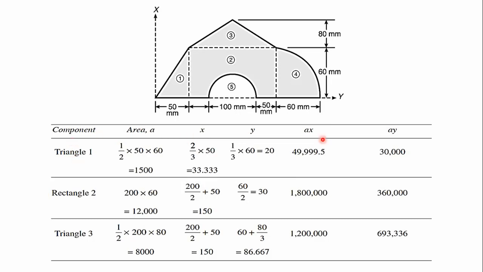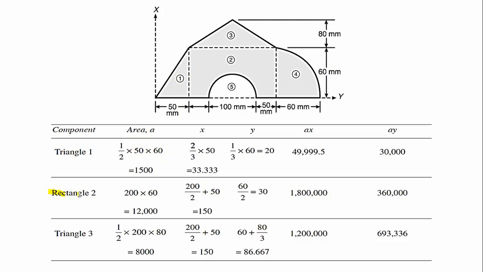This is the tabular column we have. First one we will take this triangle. This is the first triangle we have. We will try to calculate the area of the triangle. So half base is 50. Now height here they have given, that is 60 mm. Half base into height, 60 mm. This will give us the area of the triangle.